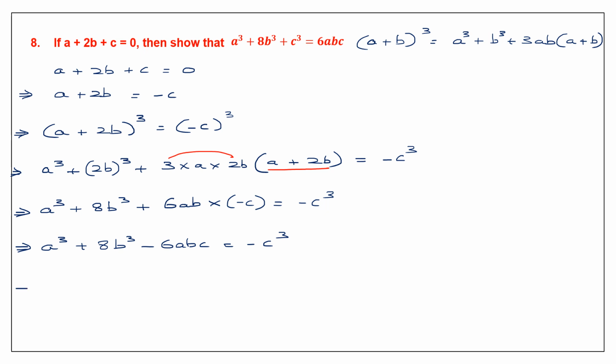So when I transpose that way, what do I get? I get a cube plus 8b cube plus c cube, because I've got c to the side, and I now move this negative 6abc to the other side. It becomes plus 6abc, positive. So now we've got a cube plus 8b cube plus c cube is equal to 6abc, which we are asked to prove, and we have proved this. So this is our answer, and we have proved.